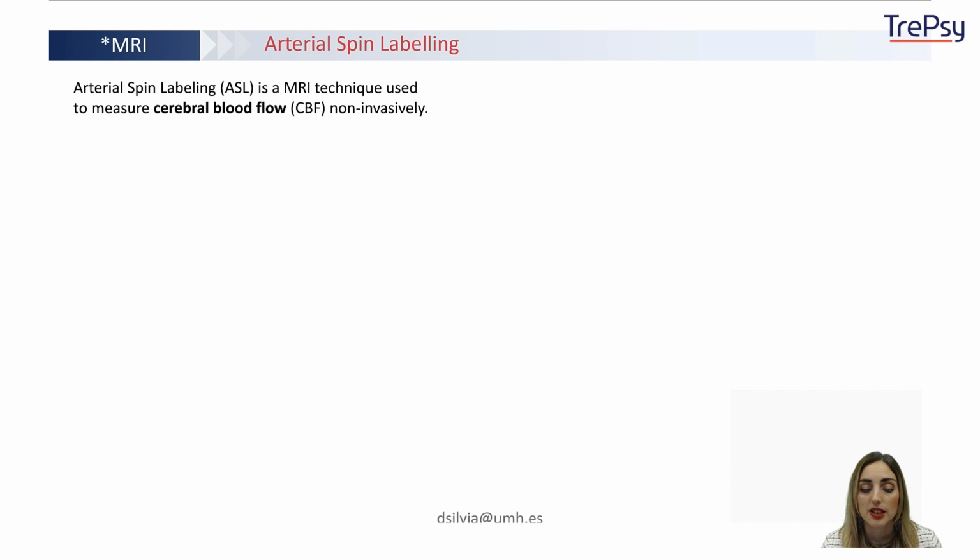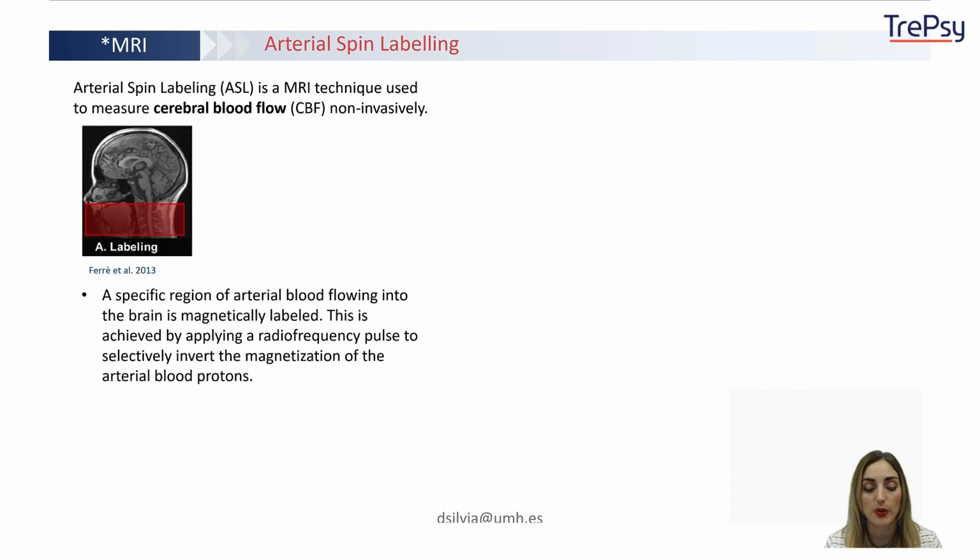Another technique that I would like to present is arterial spin labeling. Arterial spin labeling is used to measure cerebral blood flow non-invasively. It's a very powerful tool, and it's based on the fact that I can label an area of the body in which there is blood that will later go into the brain.